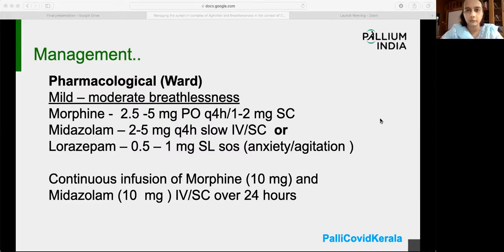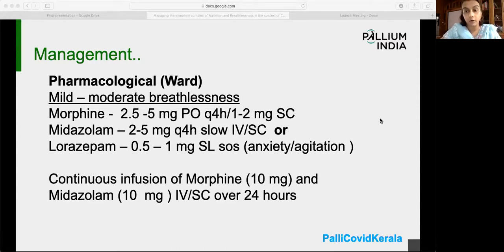Now, the reason that we advise continuous infusion is that all these medications, when given in bolus, are quite short-acting. And in the scenario where we try to minimize the contact of the healthcare worker with the patient, going every 2 or 3 hours to give a bolus dose might not be in the best interest of the healthcare worker. Also, to have better symptom control, we advise giving a continuous infusion. But not all scenarios and settings might have the facility to use a continuous infusion, and that's why we've given an option of going for the bolus doses also.